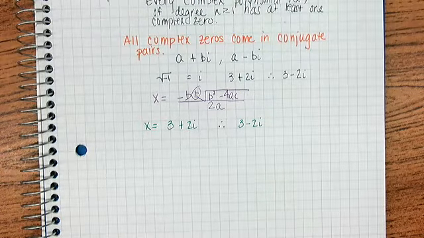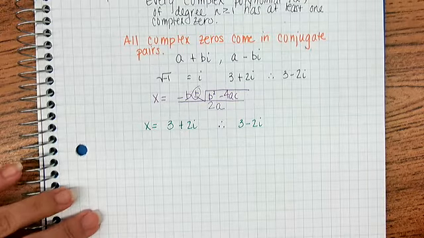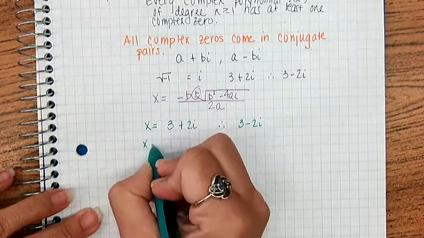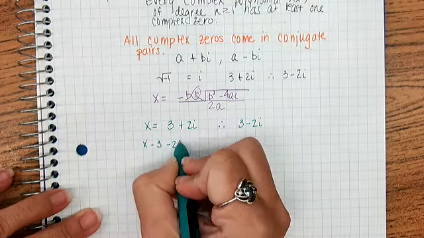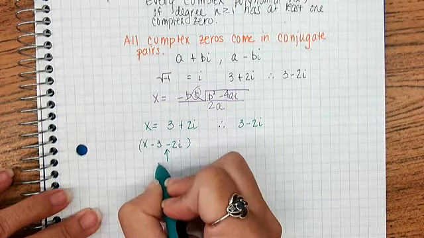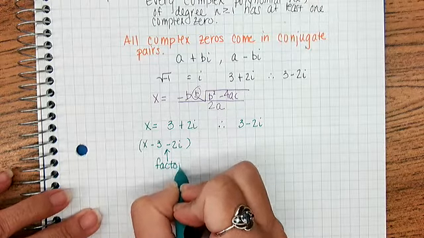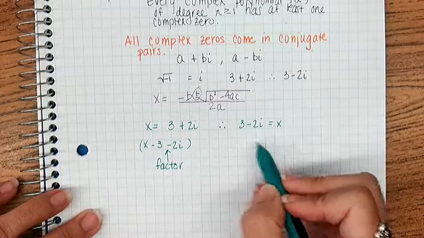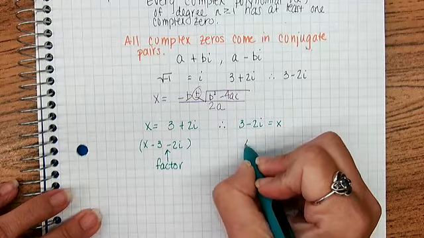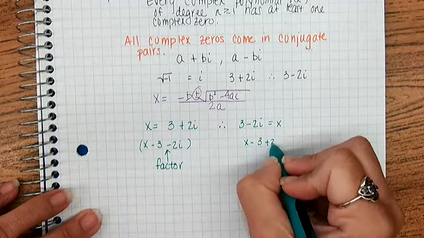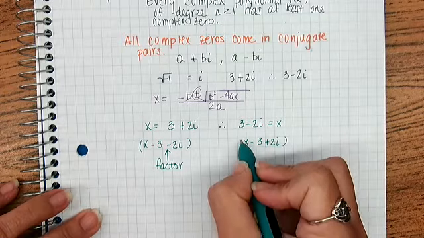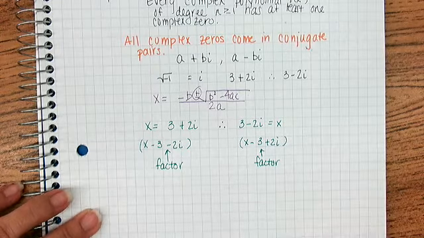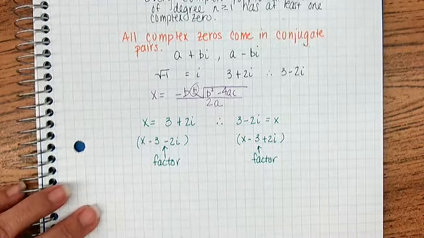Okay, there are a couple ways that you can work backwards and find the answer. One is x subtract 3, subtract 2i. This is the factor. And then I'll put x, subtract 3, add 2i. Again, know the difference between your factors and your solutions.